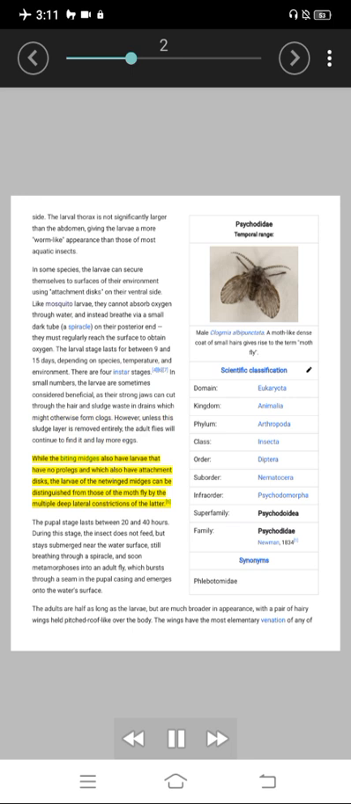While the biting midges also have larvae that have no prolegs and which also have attachment discs, the larvae of the net-winged midges can be distinguished from those of the moth fly by the multiple deep lateral constrictions of the latter. The pupal stage lasts between 20 and 40 hours.